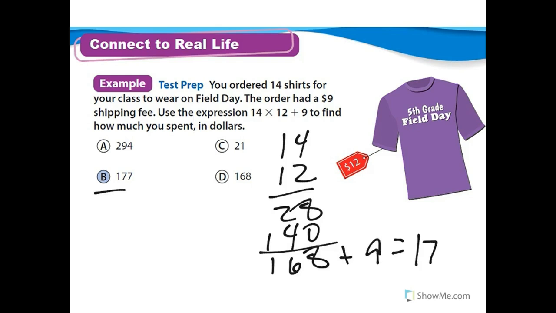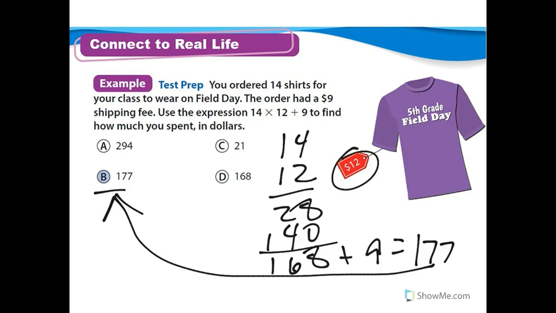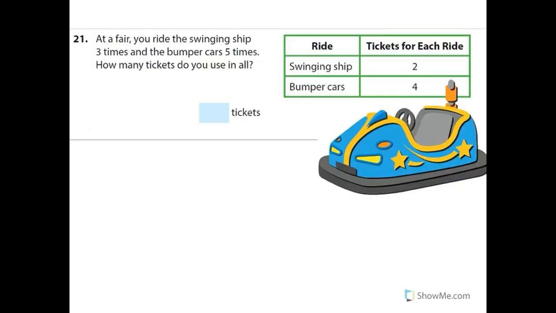168 plus 9 is 177. That's how they got it. All right, yeah, because each one is $12. See, there's where they got the 12. That's where the 12 was. They got 14 of them, $9 shipping fee. Alrighty. So with that kind of thinking in mind, I want you to try number 21. Go ahead and try number 21, and then we'll go over it.